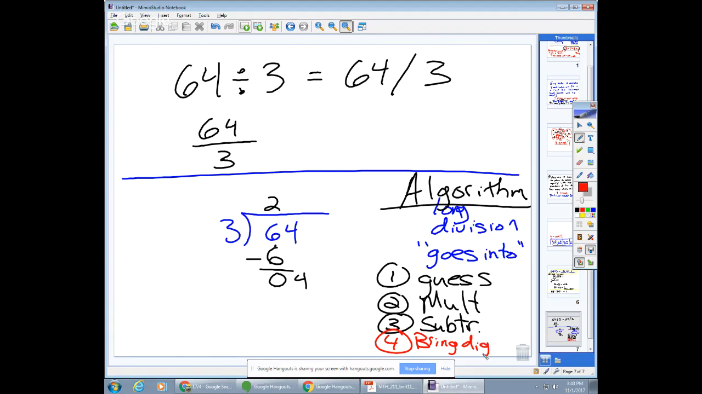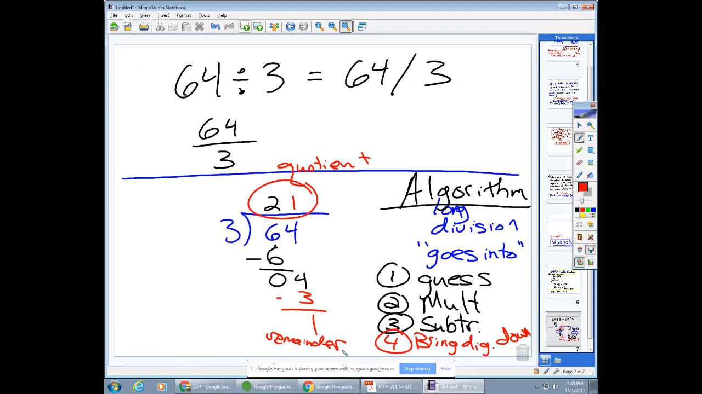Bring the digit down would be the next step. And then we do it again. Okay, does 3 go into 0? Well, no times. Let's move on to the 4. 3 goes into 4 once. 1 times 3 is 3. Subtract, and I get a 1. And so then I have my quotient up here, and the remainder down here.